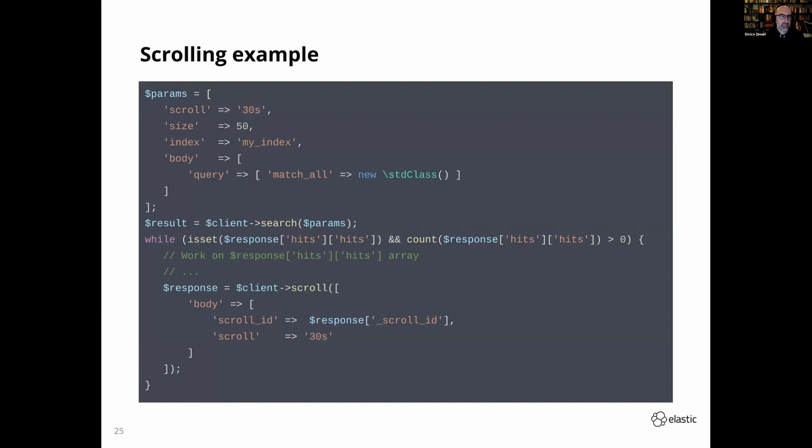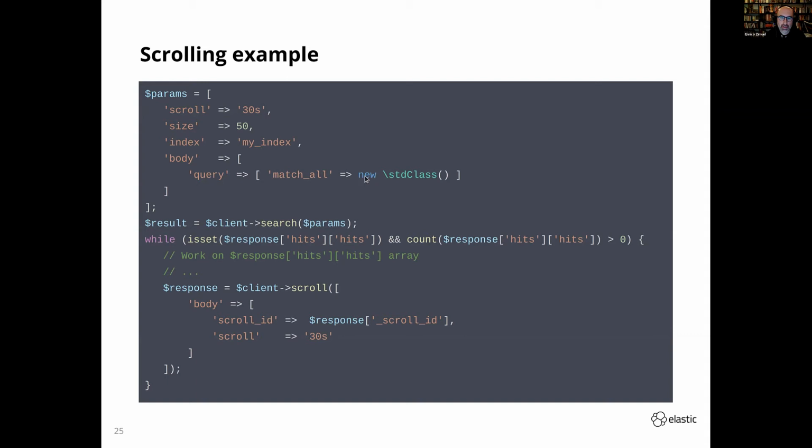Let me give you an example. So imagine that you want to scroll a search. You need to specify these parameters. The first one, scroll, is 30 seconds, which is basically the time between two different scroll executions, sort of a timeout. The size: we want to have 15 documents in the results. This is the index, and this is the query. So we want to match all, so we want to get all the documents, basically.